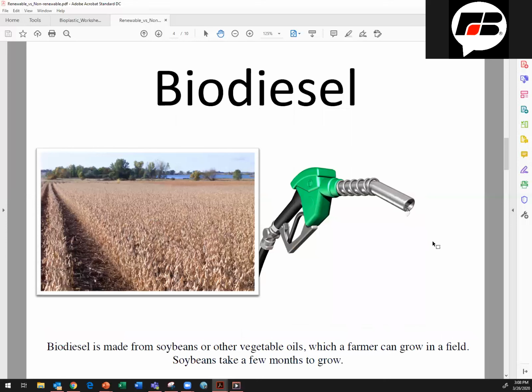Biodiesel. Biodiesel is made from soybeans or other vegetable oils, which a farmer can grow in a field. Soybeans take a few months to grow. Would this be renewable or non-renewable? This would be renewable because farmers are able to grow it every single year, and it only takes about 90 days for those crops to grow so that we can use it for biodiesel production.